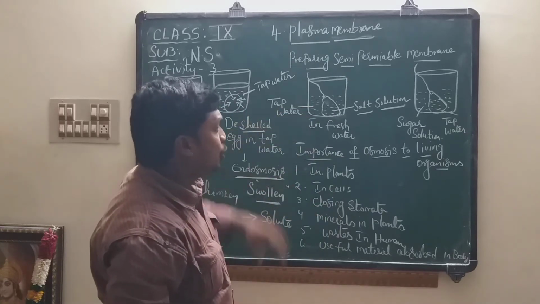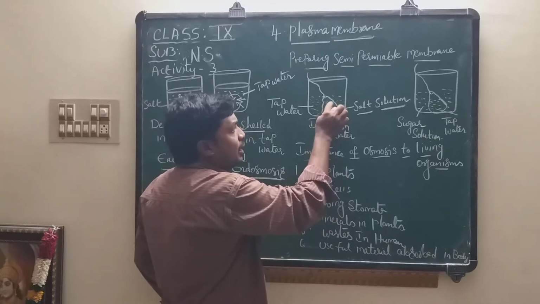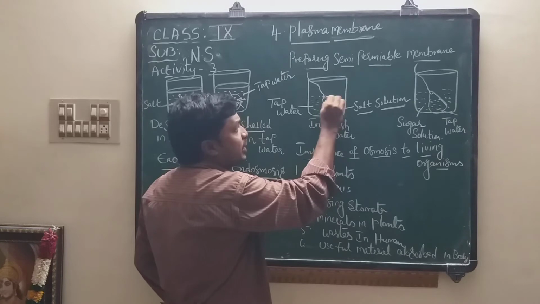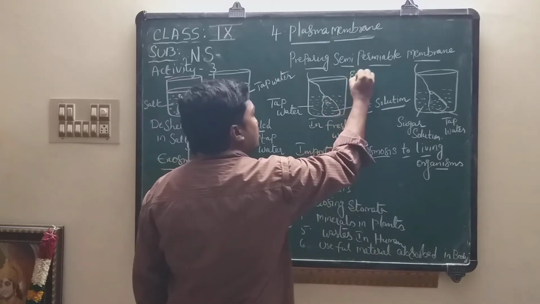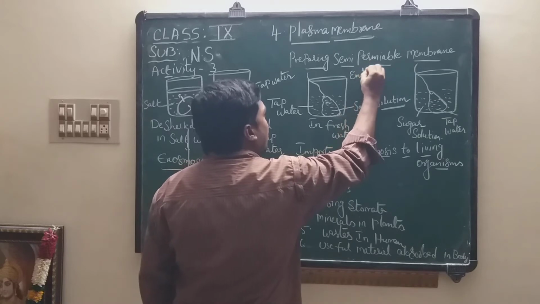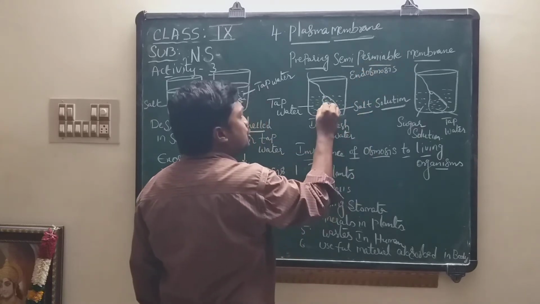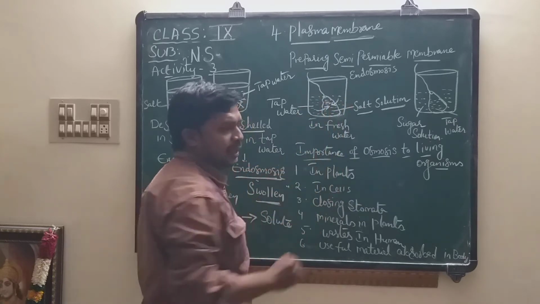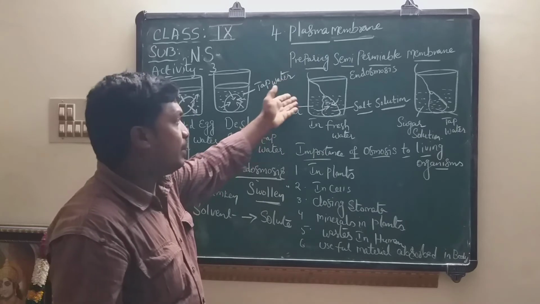After some time, if you will notice, the salt solution level in the egg layer will increase. What is the reason here? Here endosmosis takes place, means the tap water enters into the egg layer. Here the egg layer acts as a semi-permeable membrane.